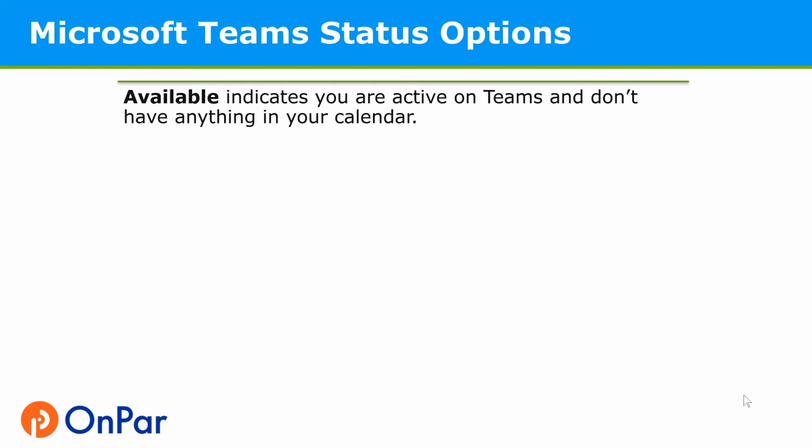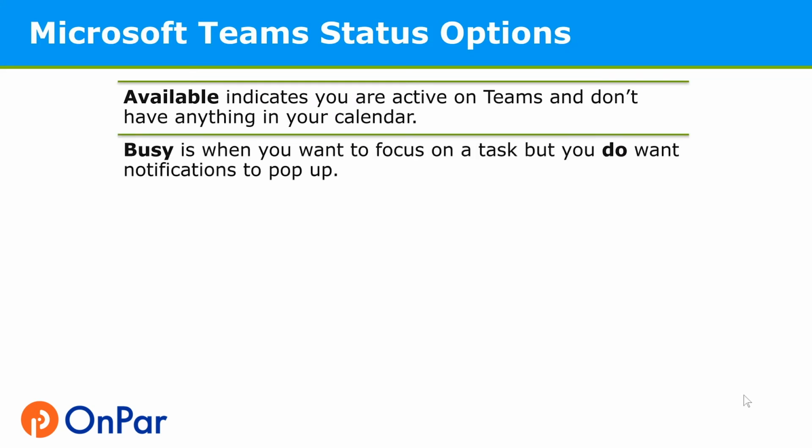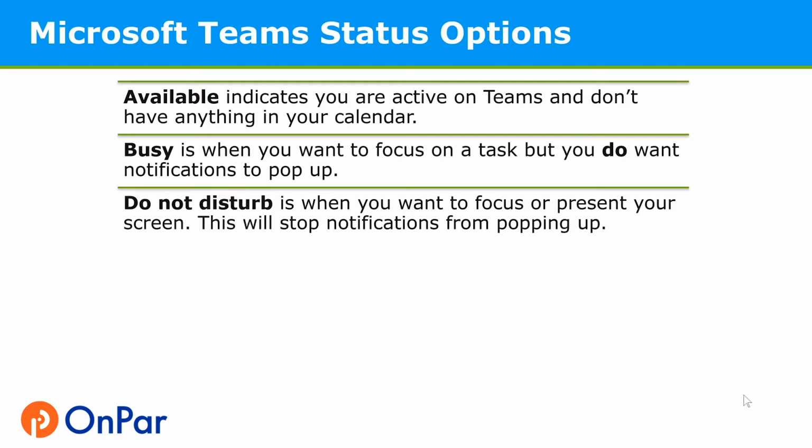Available indicates you're active on Teams and you don't have anything on your calendar. Busy is when you want to focus on a task, but you do want notifications to pop up. This would also display if you're in a meeting or you have something on your calendar. Do Not Disturb is an option you pick specifically when you want to focus, or it could be something you choose when you present your screen, because that will stop notifications from popping up. You'll only see notifications from Teams if it's an urgent message.